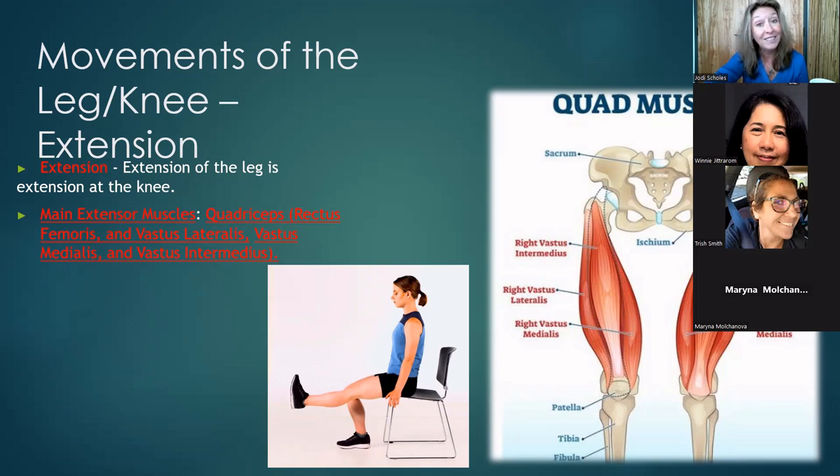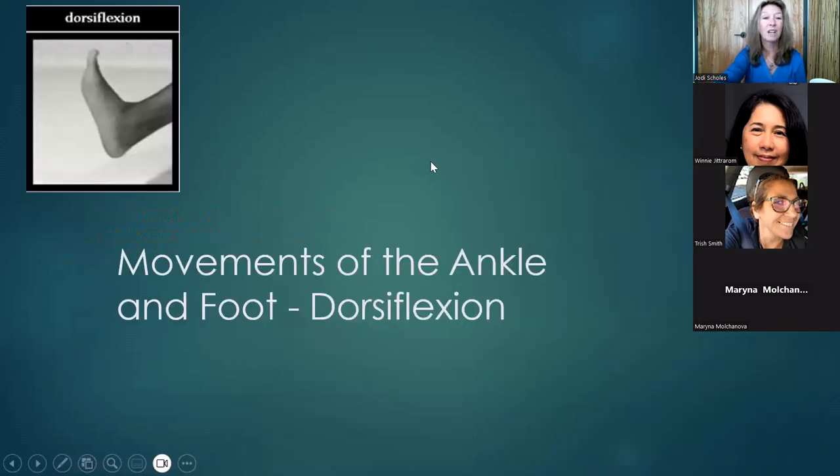Not extension of the femur. Remember, psoas, iliacus. A little confusing, but just when we talk about extension of the knee, then we're talking about our quads. We're talking about major movers.